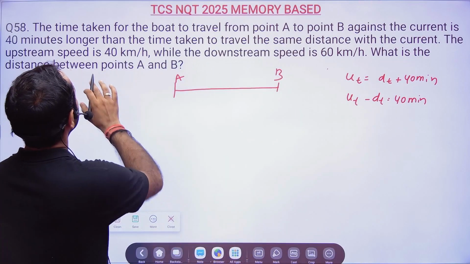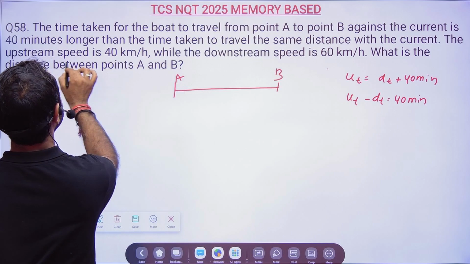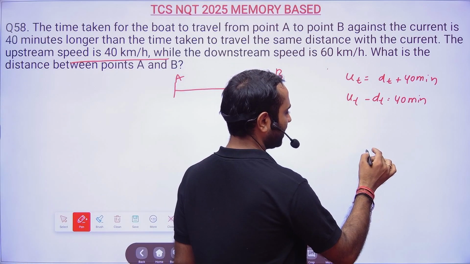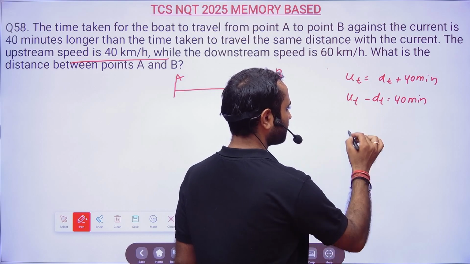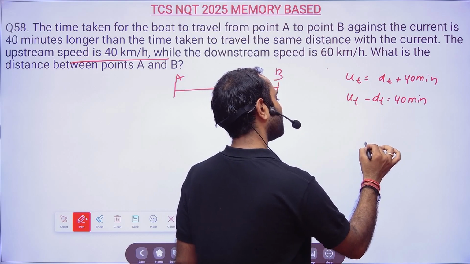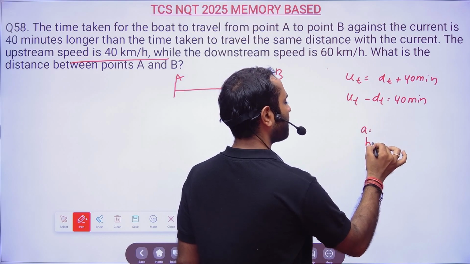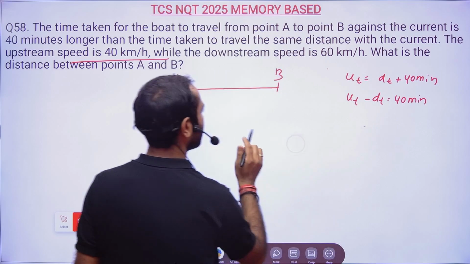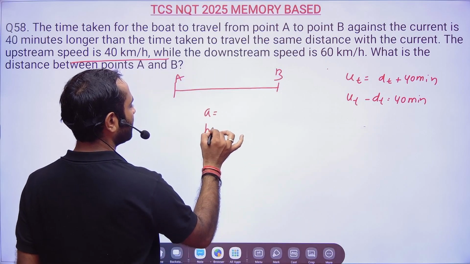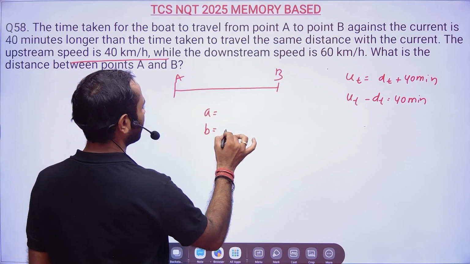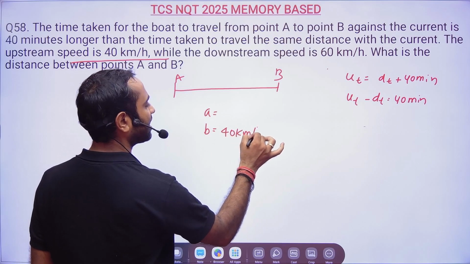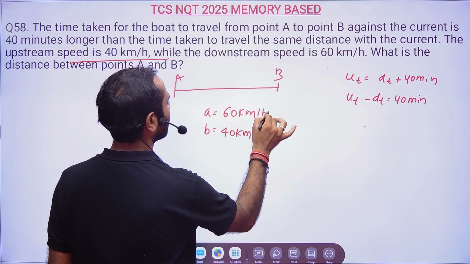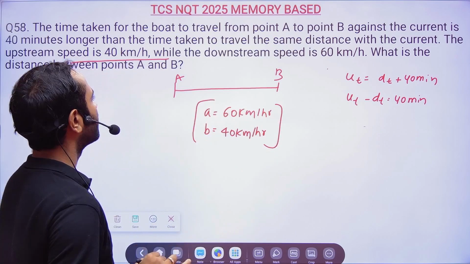Now, they are telling the upstream speed is 40 km per hour. So here your upstream speed will be, that means B to A. So upstream will be B. So the upstream speed is given as 40 km per hour. I will write it down here. So A is your downstream and B is your upstream. This is the normal convention. So 40 km per hour. Definitely against the stream your speed will be less, and towards the stream your speed will be more. So 60 km per hour and 40 km per hour.